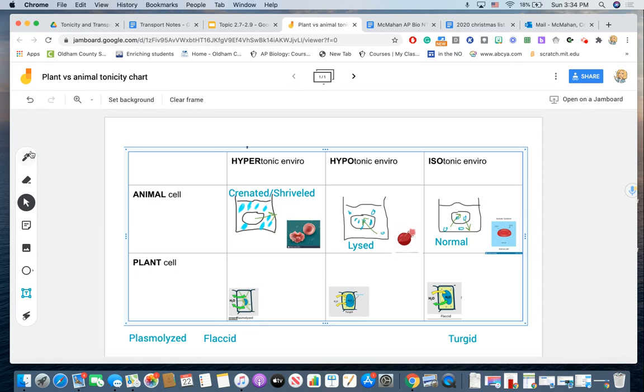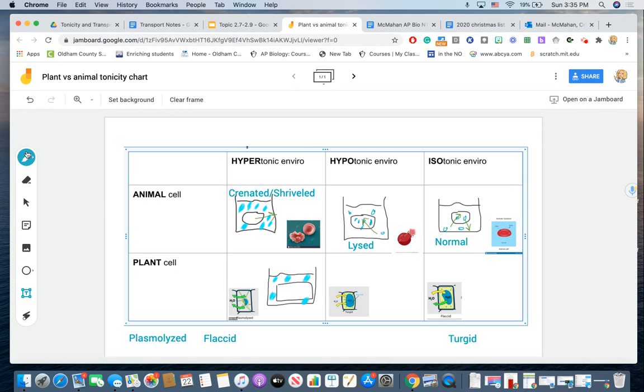So in a plant cell, let's go back to drawing here. In a hypertonic environment, I'm going to do this. So we have our plant cell right here in the same kind of environment. And so here is same as the animal cell. We've got lots of solutes. What is actually going to happen here?